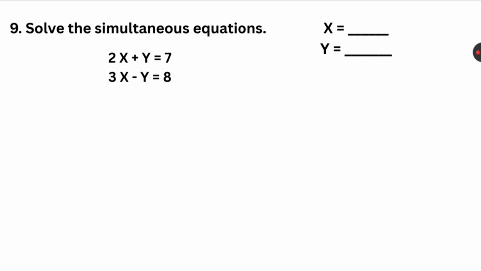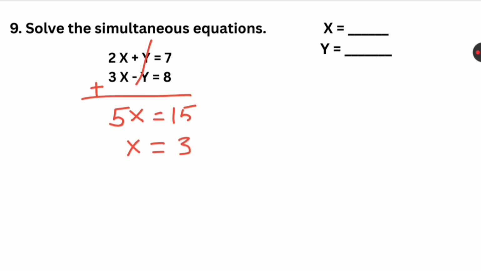Solve the simultaneous equations. They gave 2x plus y equal to 7, 3x minus y equal to 8. So here we have a plus y and here we have a minus y. To simply do addition, 2x plus 3x gives 5x, plus y minus y cancels. That is equal to 7 plus 8, which gives 15. 5x equal to 15, then x equal to 15 divided by 5, which gives 3. So once you know the x value, we can substitute in the first equation. Then we are going to get the y value, isn't it?